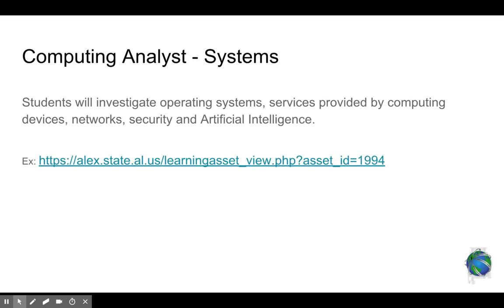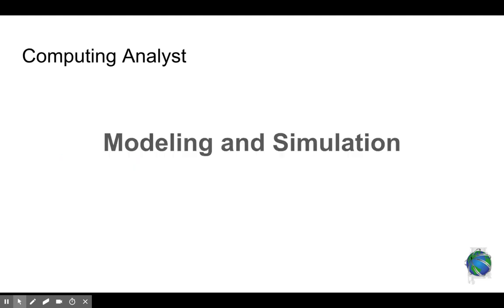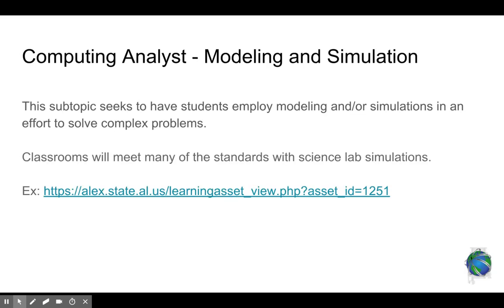Devices, network, security, and even artificial intelligence, how these systems are working to look at our data and use our data both for our benefit, but also sometimes in detrimental ways. Modeling and simulation is a very important concept when you're looking at how students can employ these to solve very complex problems. This often can be incorporated into science lab simulations. Things that are either too expensive or too dangerous to do can be simulated by computers, and designing those models and simulations is an important skill that students need to understand.